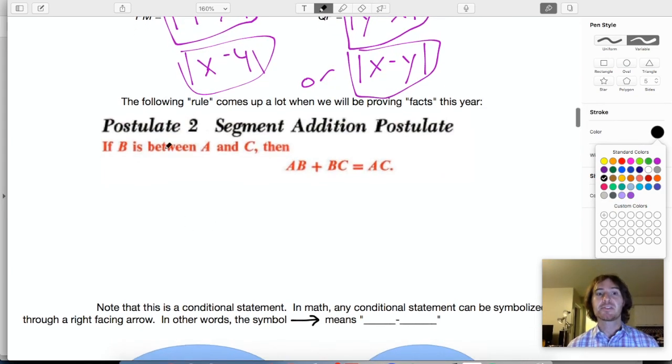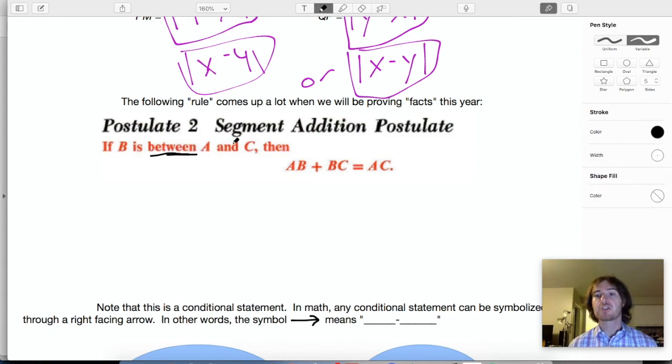Okay, so we've talked about between already. I see the word between in the segment addition postulate, and that's nice because we talked about that, and we'll talk about this in a second. But it looks like we're also getting some math here, which is kind of nice. So we're getting an addition symbol here. This is called the segment addition postulate, and you can abbreviate it a whole bunch of ways. Okay, and that's fine too. Let's talk about what this is exactly.